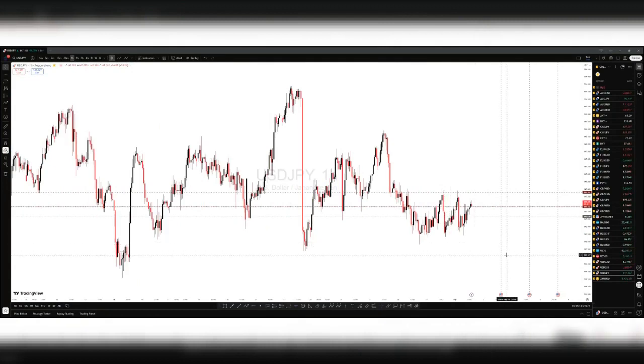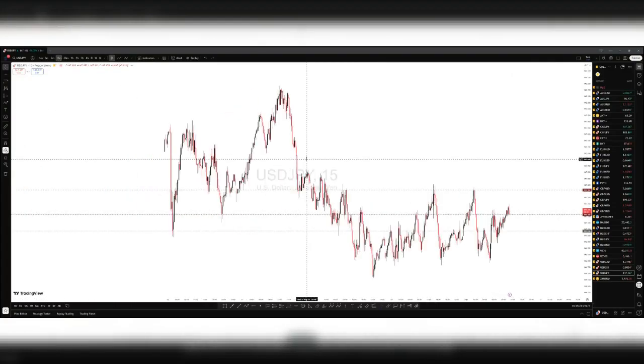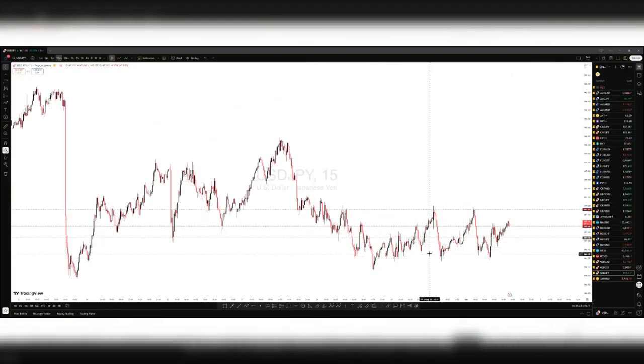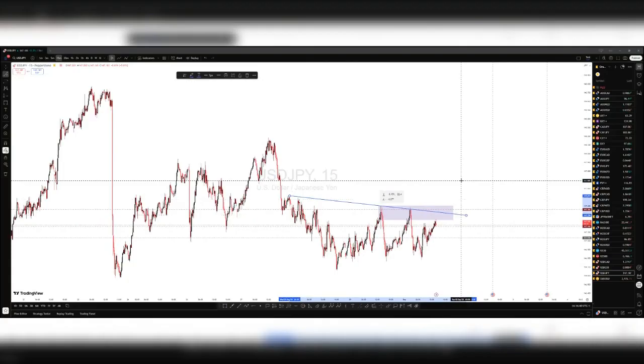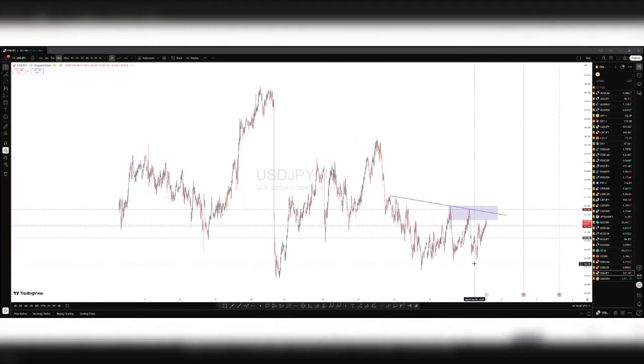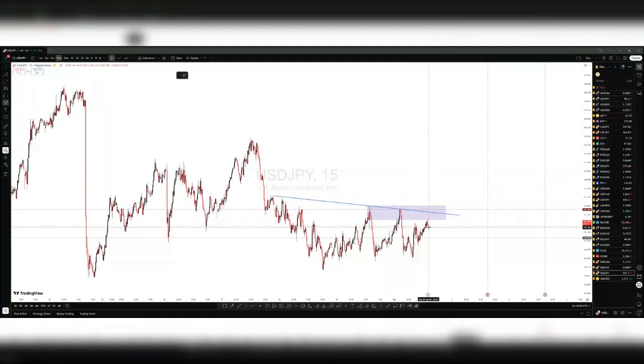Okay, this is looking interesting. So that means this is our overall supply zone. Yes, that works as a trend line. So yes, it seems USD JPY, our sentiment is bearish.